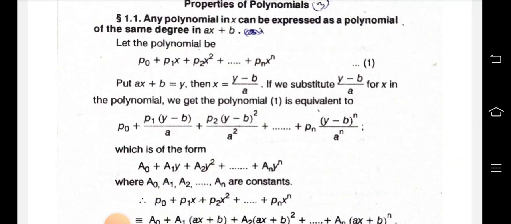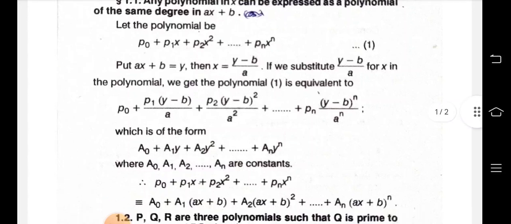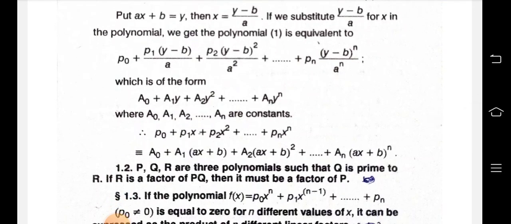pn into (y minus b) whole power n by a power n, which is of the form a0 plus a1y plus a2y squared plus up to an y power n, where a0, a1, a2 up to an are constants. Therefore p0 plus p1x plus p2x squared plus up to pn x power n is identically equal to a0 plus a1 into (ax plus b) plus a2 (ax plus b) the whole squared plus up to plus an into (ax plus b) whole power n.